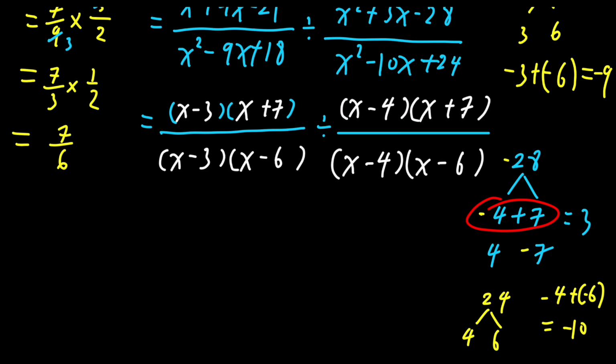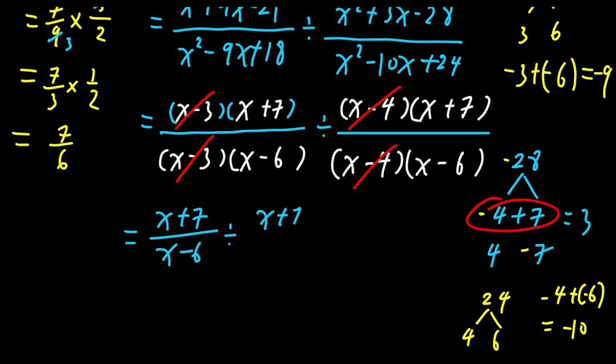Then, as you can see, we have similar algebraic expressions here and here. So we can cancel them. That's why we call it simplify. And we'll end up with x plus 7 over x minus 6 divided by x plus 7 over x minus 6.